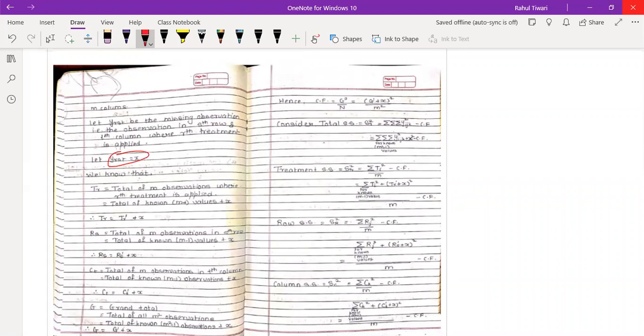Similarly, in R, one observation is reduced; in the column, one observation is reduced; in the grand total, G dash plus x, again one observation is reduced. So you can find the correction factor, you can find the total sum of square. See, these all formulas are same. I am not repeating again and again.